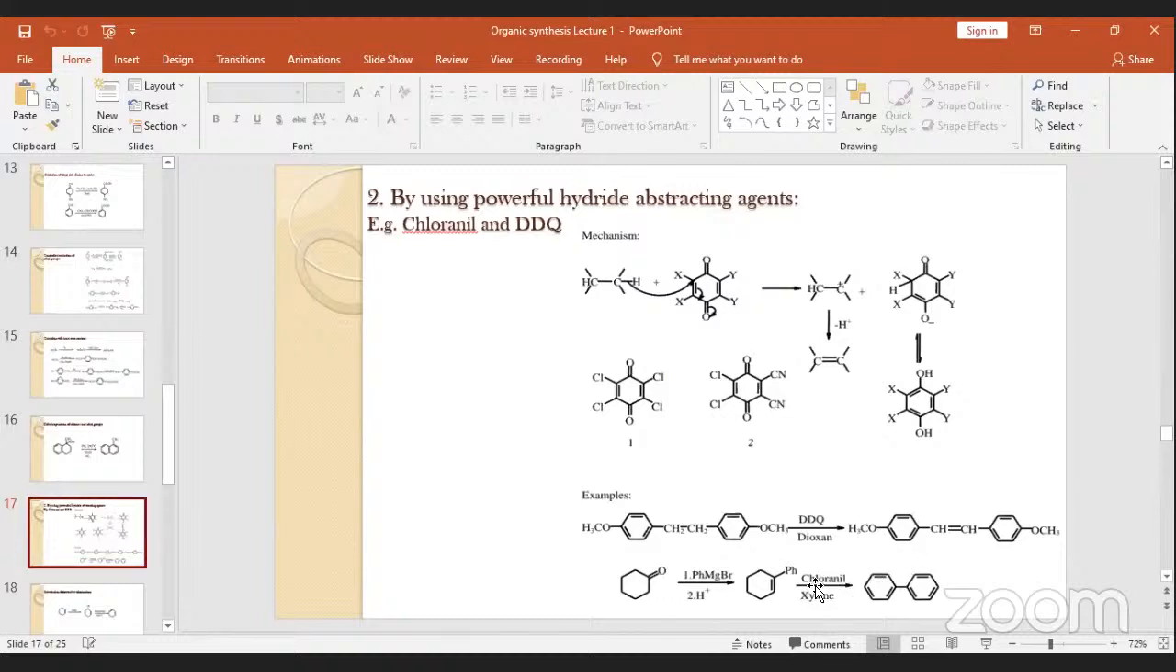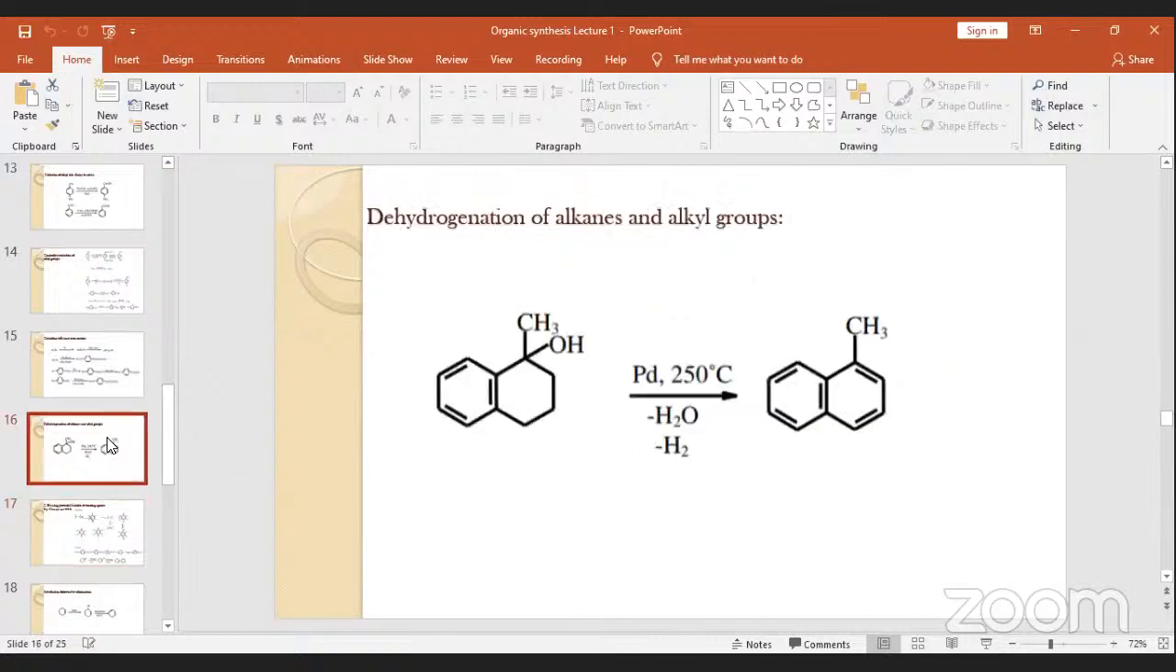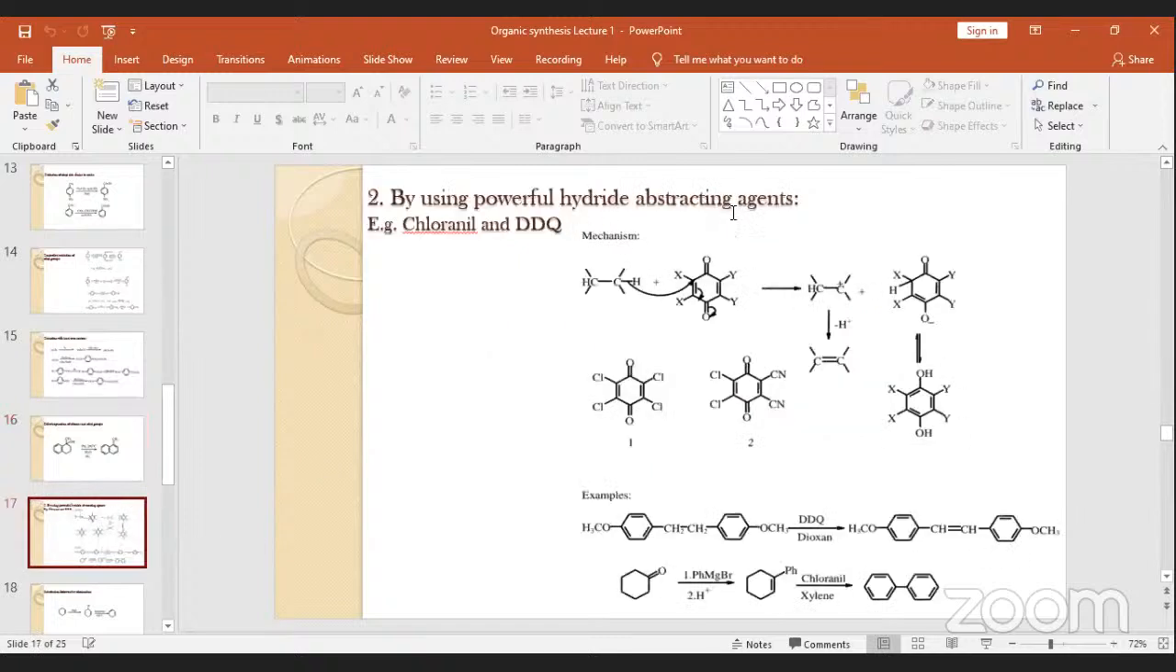Now, this is a hydrogen abstraction reaction. How do we remove hydrogen? By using powerful hydride abstracting agents. Two important reagents are there, chloranil and DDQ. Chloranil and DDQ will abstract a hydrogen from the alkane part.